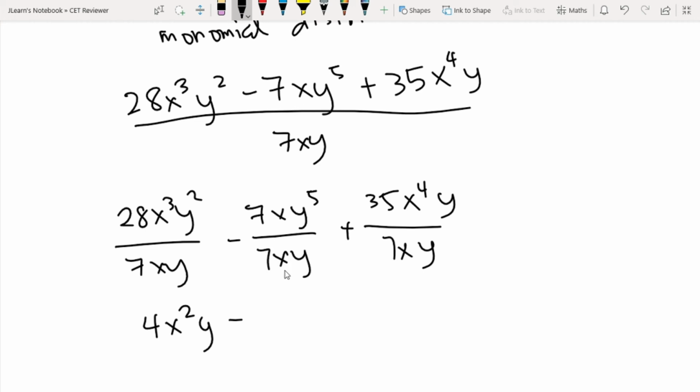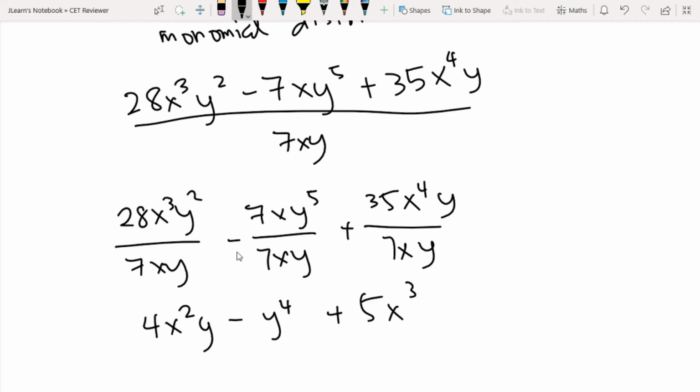Mag-cancel lang yung 7x. So you are left with y to the fourth plus 35x to the fourth y over 7xy. That will be 5x cubed. Then we check kung may mga pwede tayo i-combine na terms. Wala. So, yun na yun. Okay? So, we can also have a division by another multinomial.